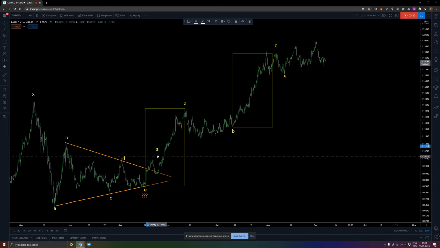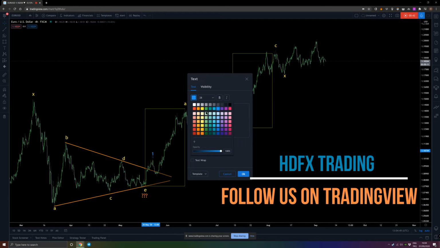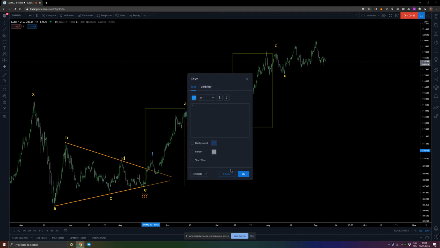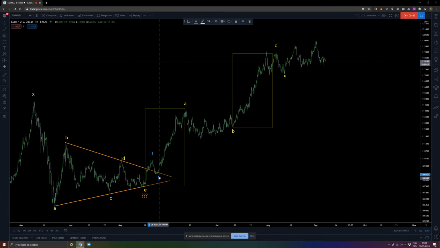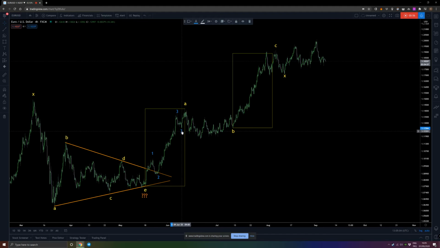If you wanted to look at the impulsive move, it looked something like this. Let's do it like this, and one lower. So we had the first wave, the second wave, the third wave, the fourth wave, and the fifth wave. That fifth wave here has to end something, okay? Because we don't know what actually ended here, this is why it's a question mark.